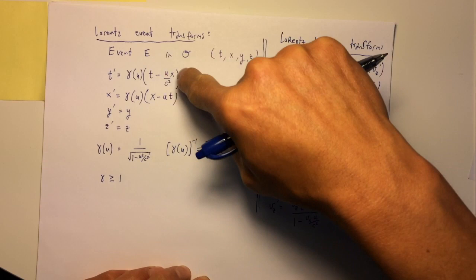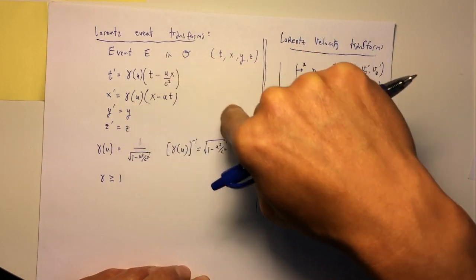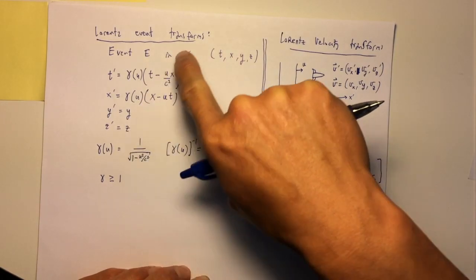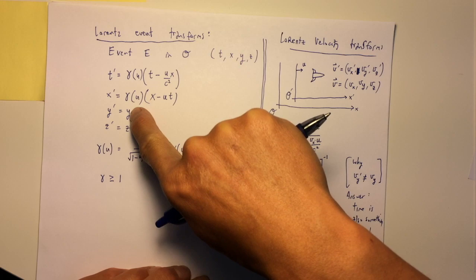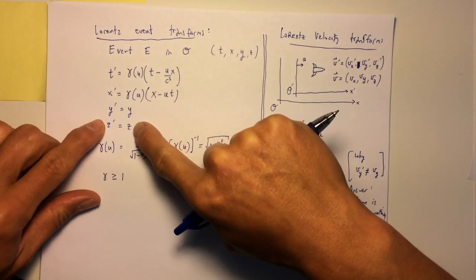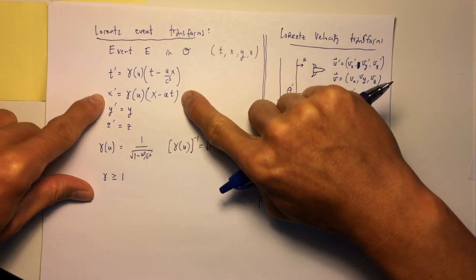And you can probably just remember that the y and the z directions for the events transcribe straight over. The transformation is the simplest it can be. You can be naive in the transverse directions, but you can't be naive about time or space in the x direction.